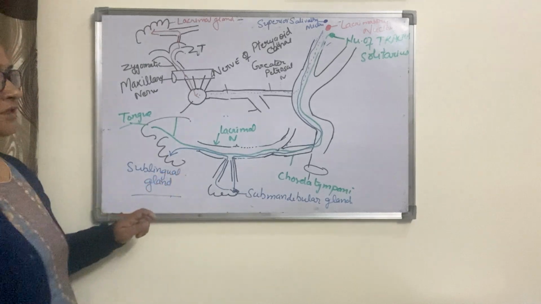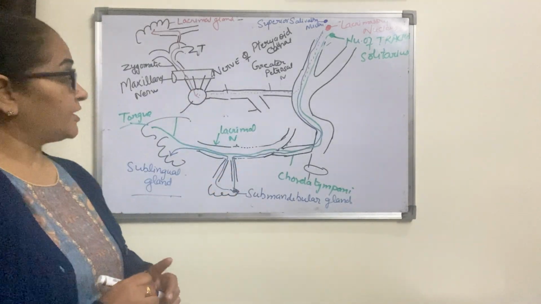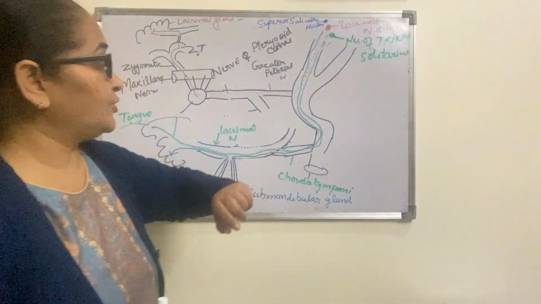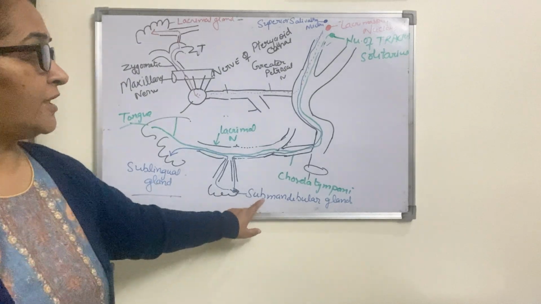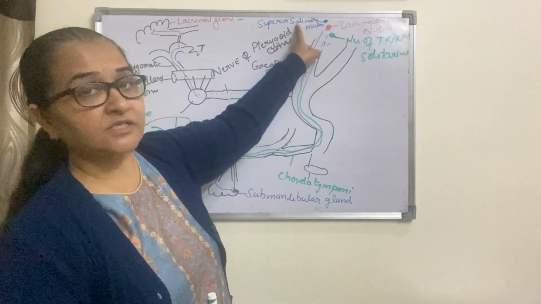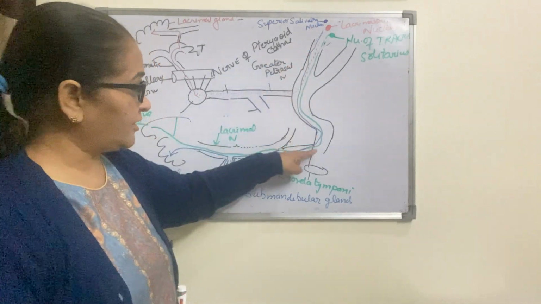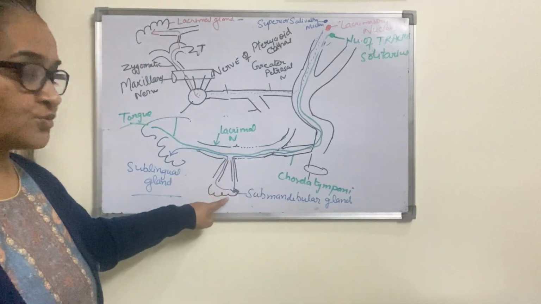So these are the important supplies concerned with the facial nerve. So it is going to supply the lacrimal gland. The fibers are coming from the lacrimal nucleus. It is going to supply the sublingual and submandibular gland. The fibers are coming from the superior salivatory nucleus. But the pathway is same. But they are leaving the chorda tympani. They pass through lingual nerve and going to supply it.